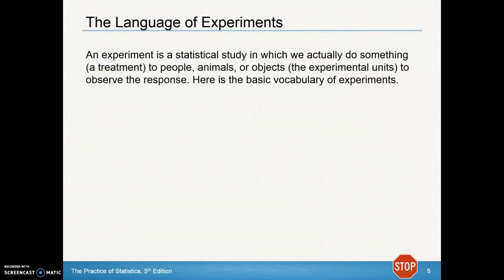So an experiment is a statistical study, not an observational study. An experiment is a statistical study in which we actually do something, in other words, apply a treatment to some people, some animals, or objects. Those are always called experimental units. They're experimental units when we deal with objects or animals, but when it comes to people, we have a little bit different language.